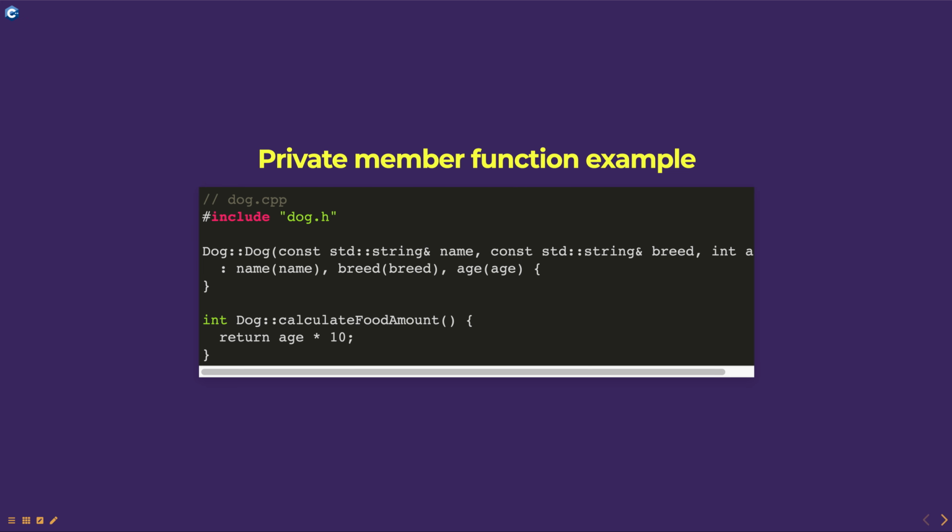Using private member functions can help to encapsulate the implementation details of a class, making it easier to change the implementation without affecting the code that uses the class.